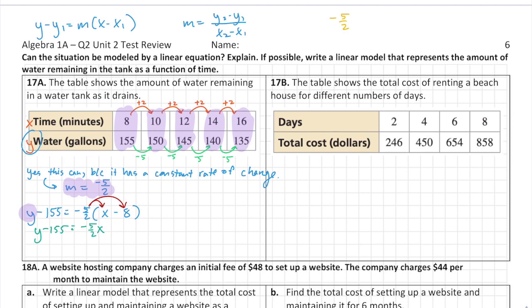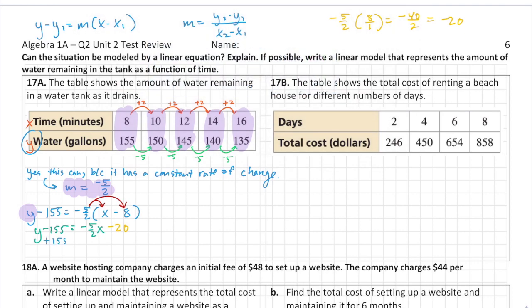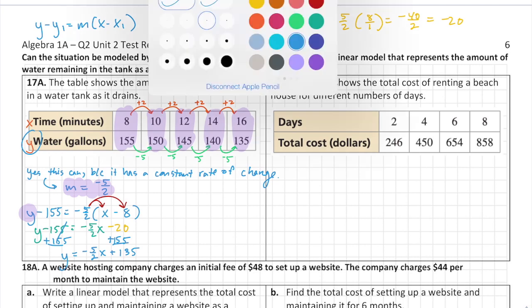Negative 5 over 2 times 8, which is the same as 8 over 1, is equal to negative 40 over 2, or negative 20. So I got a negative 20 there. Next thing I'm going to do is add 155 to both sides, and to get y is equal to negative 5 over 2x plus 135. Now, if I want to write that as a function of time, I'm probably just going to change up a few things.